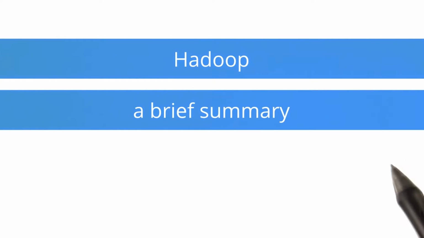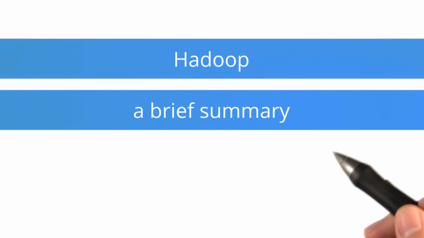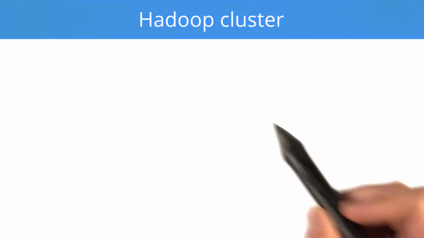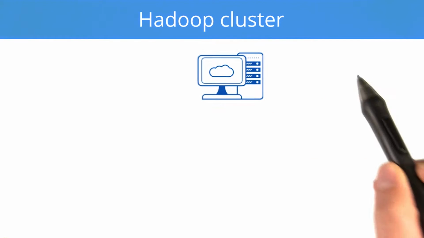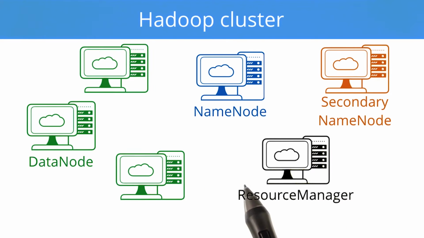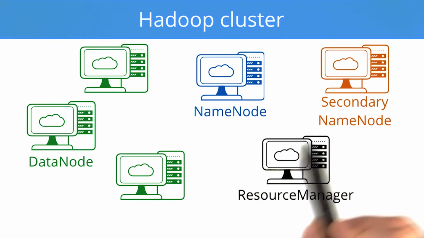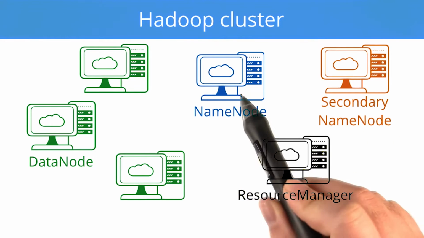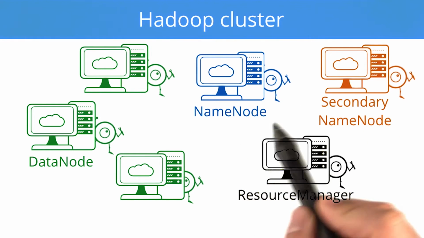I'm assuming you already know about Hadoop a bit, so here's just a brief summary. Your basic Hadoop cluster consists of a NameNode, a secondary NameNode, resource manager, and one or more data nodes. I'll go through what each of these does in a bit. The type of node is determined by the Hadoop daemon running on the machine.